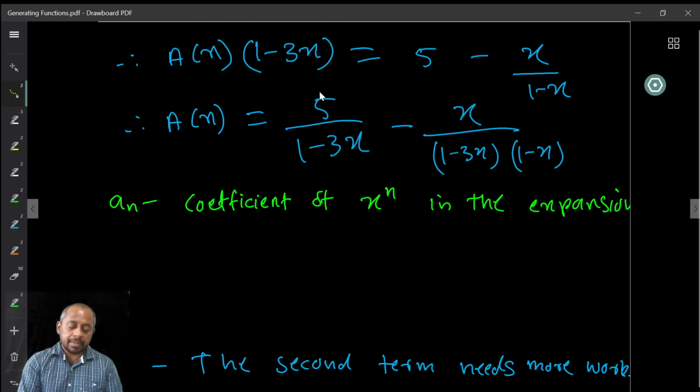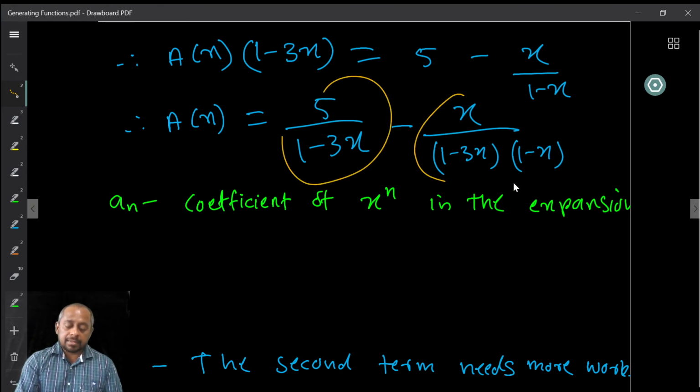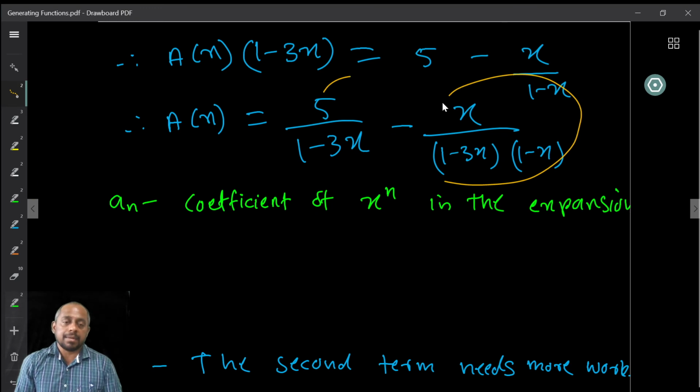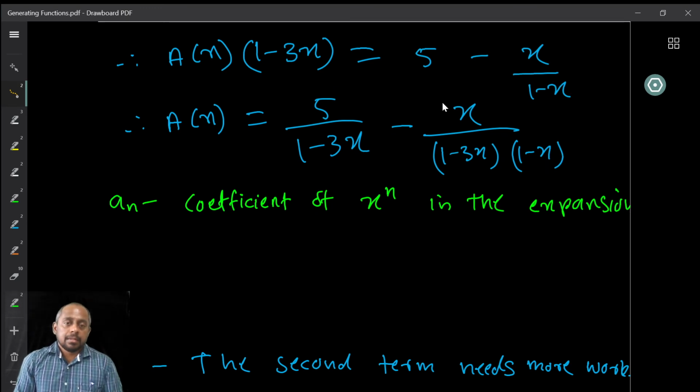So, which is 5 by 1 minus 3x minus x by 1 minus 3x into 1 minus x. So we get this equation in terms of A of x in just one variable, right? So now, with one variable, we can solve this. So the idea is to try to solve this. So how do you solve this?